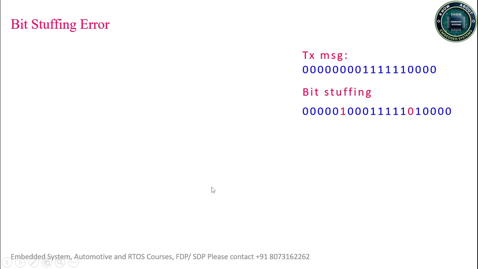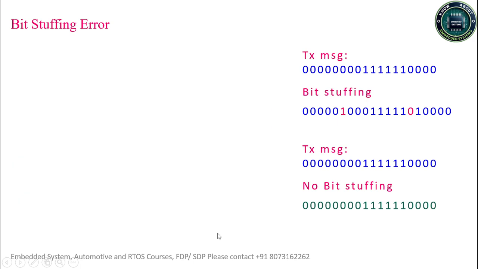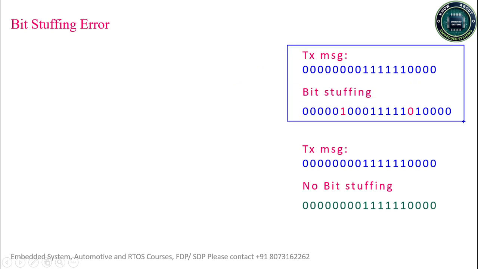The second one is called a stuff error. Let us understand this stuff error with one example here. So guys, you might already know what bit stuffing is. In my previous video I explained in detail about bit stuffing. Bit stuffing is used for node synchronization, and it ensures all the nodes are synchronized in a proper way.